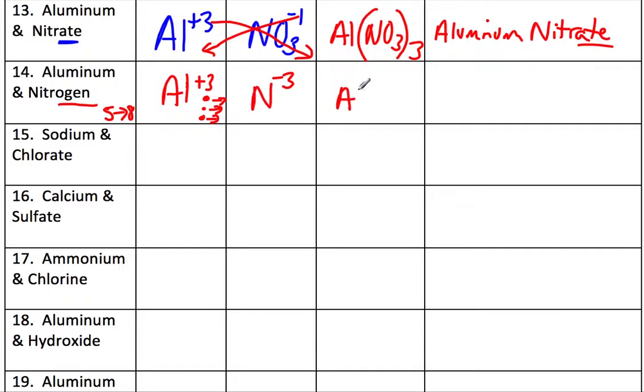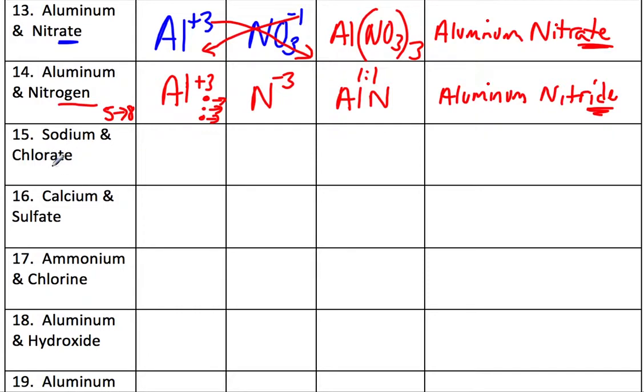So 1 aluminum can hook up with 1 nitrogen. It's a 1-to-1 ratio here. They make each other happy. So this is aluminum, and it's not nitrate. It's not a polyatomic. It's right off the periodic table, so it's nitride. Remember, the "ide" ending usually indicates it's off the periodic table.